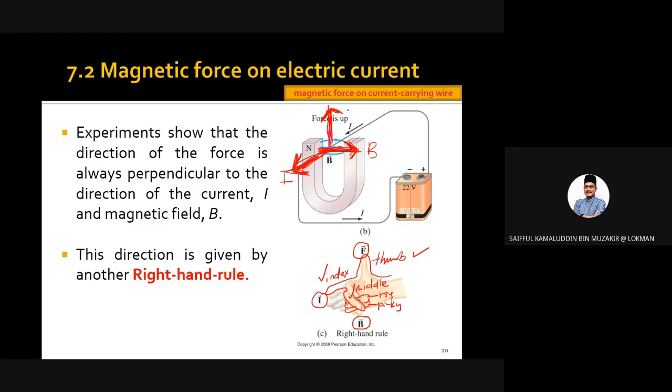This is your thumb. This is the force. So the direction of the force is determined by the thumb. Realign, practice using your right hand rule. I cannot be beside you to show how to do it correctly, but you should be able to practice on your own using the similar procedure that I have shown to you. Now, again.